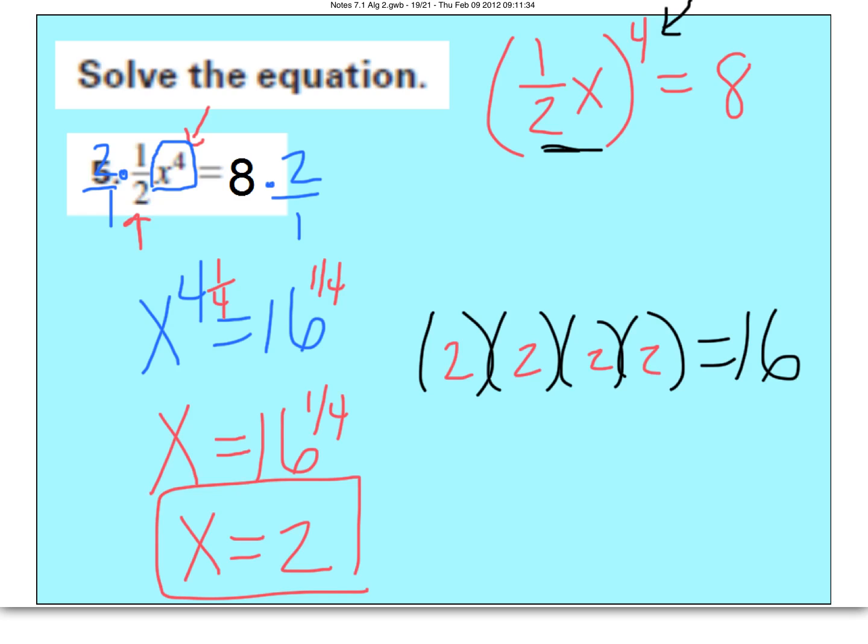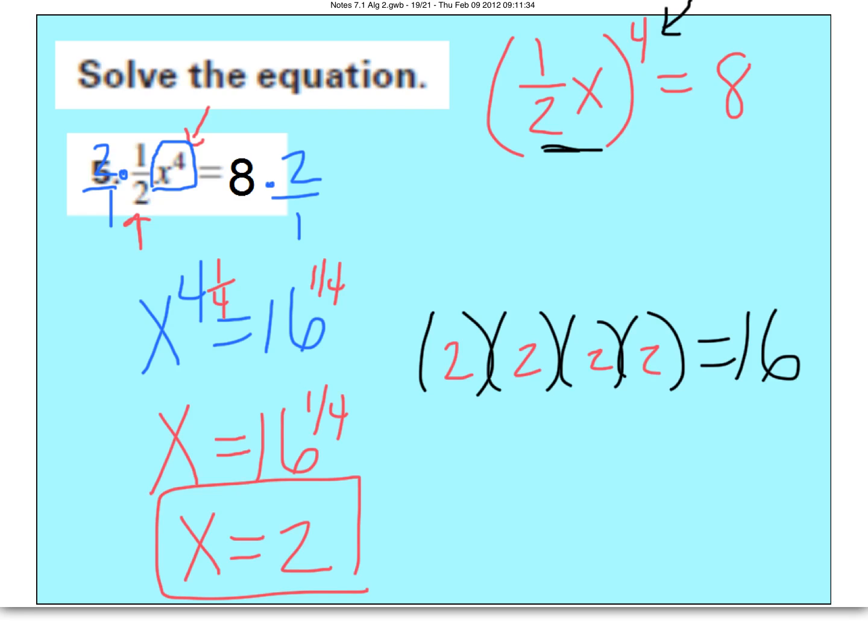Now, there's actually a twist to this problem. Whenever we're trying to solve an equation where that initial exponent was an even number, like 2, 4, 6, or 8, you have to stop and think if there's possibly a second answer. 2 works, and let me show you why 2 works.